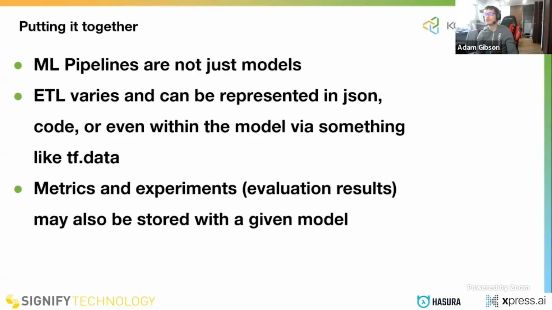So putting them together, ML pipelines are not just models. ETL varies. It can be JSON. It can be a mix of things, or it can be within the model. tf.data is an example of that, trying to extend that paradigm. And then you have your metrics and experiments. So model tracking platforms try to do all this at once. They generally have a very simple version of it, and that will work for a lot of people, especially when you're just doing a proof of concept.